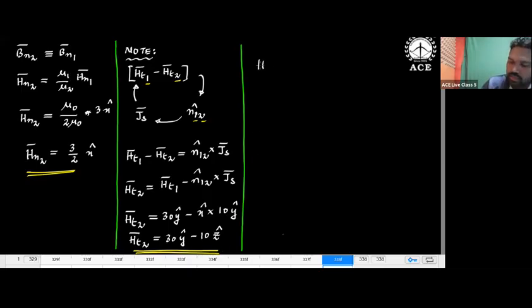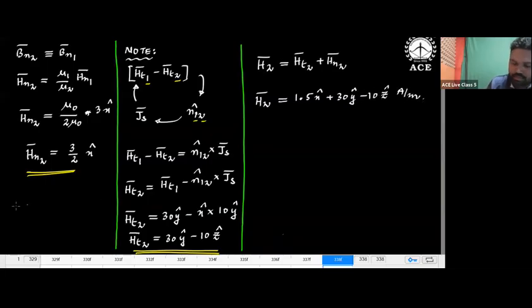So what is the H2 vector, beta, then? H2 vector is HT2 plus HN2, beta. So here it is 1.5x cap plus 30y cap minus 10z cap. Units are ampere per meter.